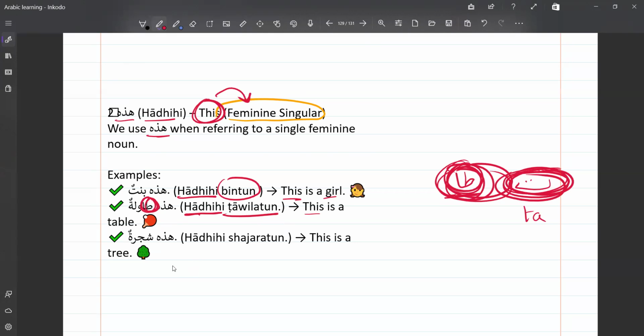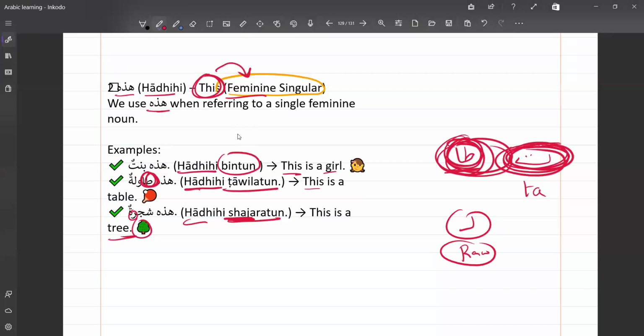And similarly, in Arabic, a tree is called شجرة. Again, in Arabic, the letter raw is pronounced like R-A-W, raw. So you will say هذه شجرة. This means this is a tree. Since tree in Arabic is feminine singular, you will use the word هذه. هذه شجرة.